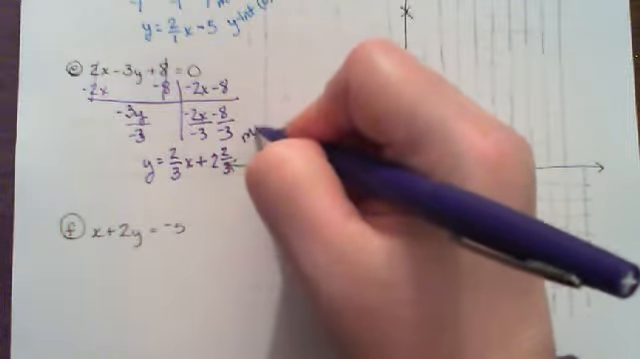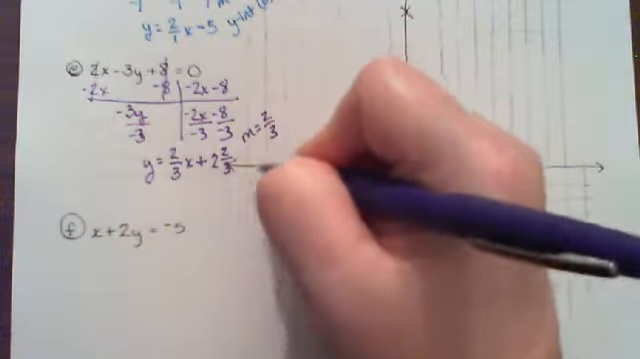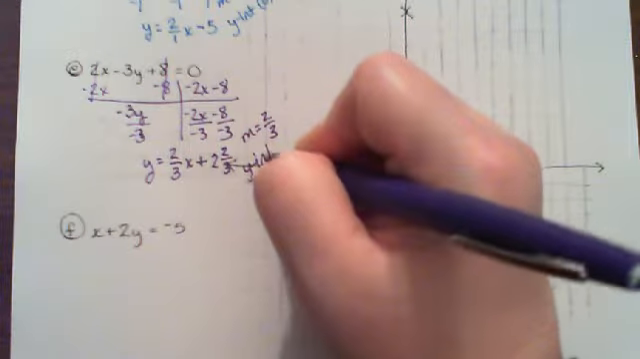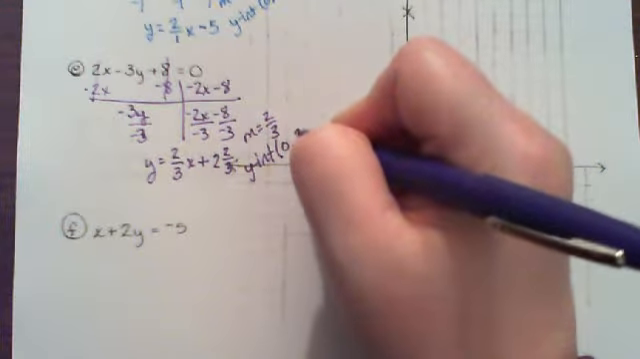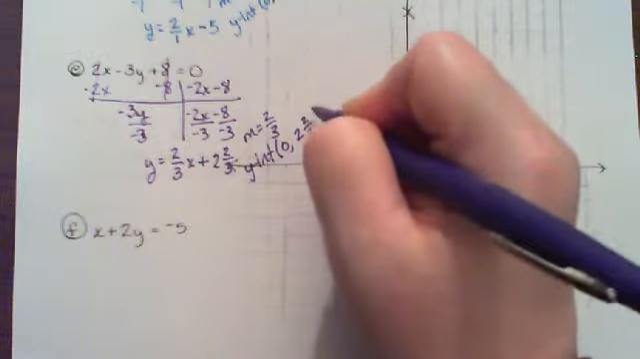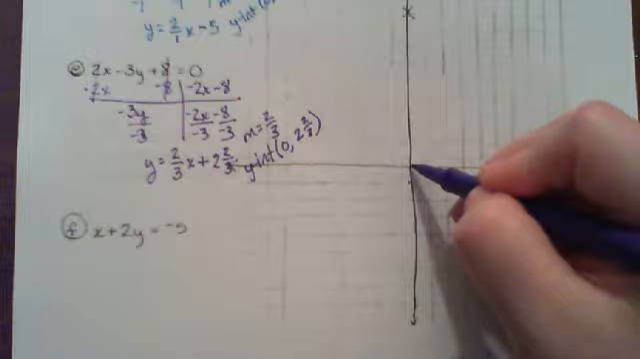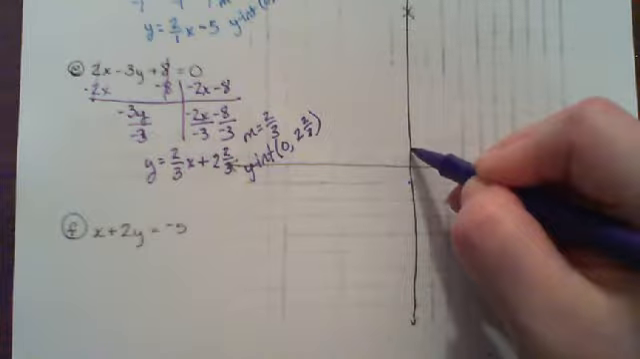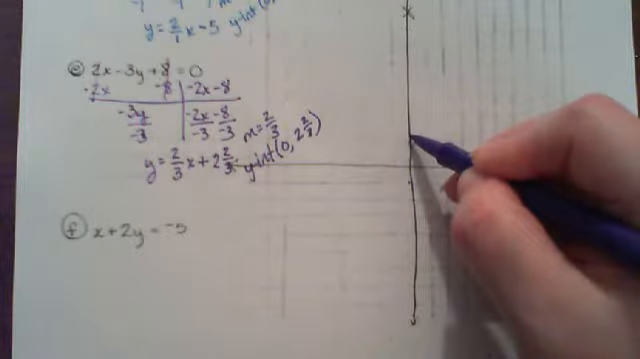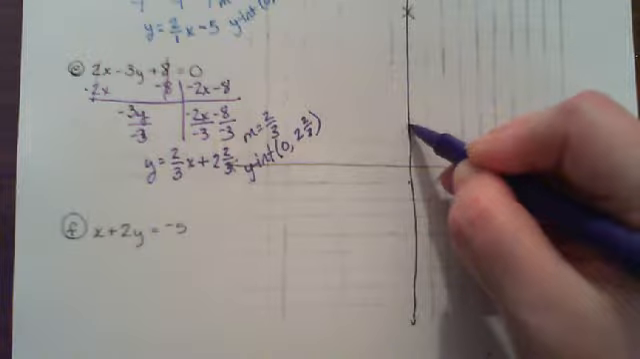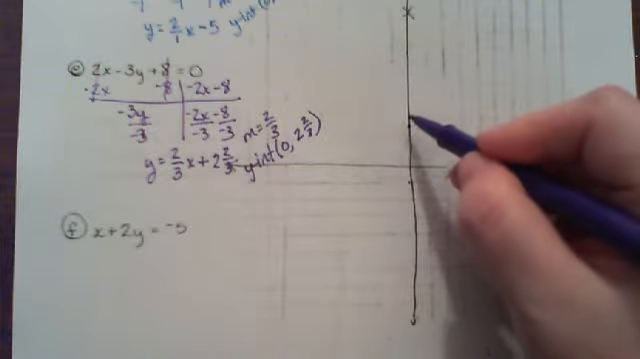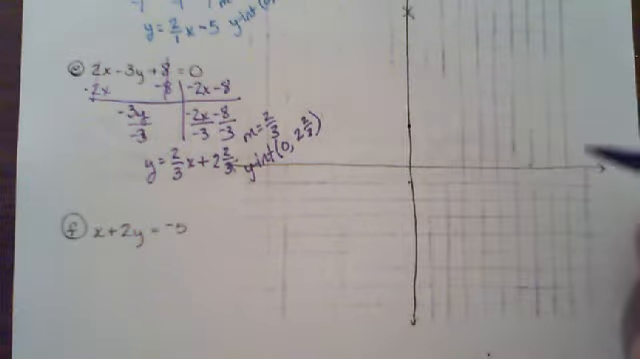So that means my slope is 2 over 3. My y-intercept is 0, 2 2/3. So that means I have to start at 0 and then go up 2, 1, 2, and then another little bit. Not quite another whole bit, just another little bit.